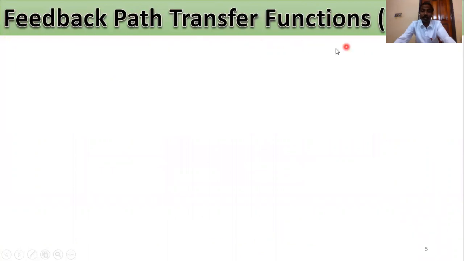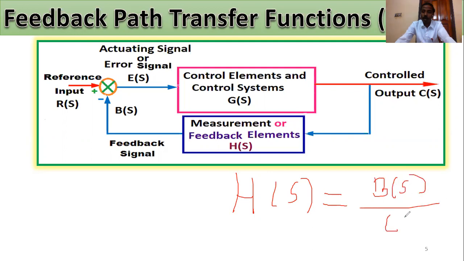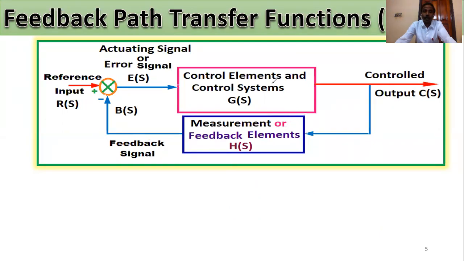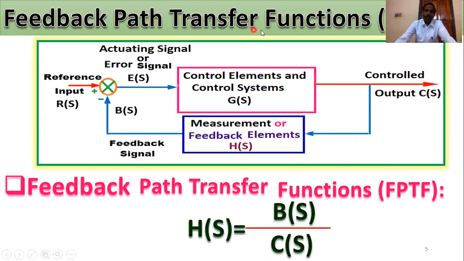Then the feedback path transfer function. This is the general block diagram, and this is the feedback element, or measurement element, H(s). In this case, H(s) is the feedback transfer function, equal to B(s), the primary feedback signal, divided by the input C(s). Here, this is C(s) and this is B(s). That's why H(s) equals B(s) by C(s), and B(s) equals C(s) times H(s). So the feedback path transfer function H(s) equals B(s) divided by C(s). This is the feedback path transfer function concept.